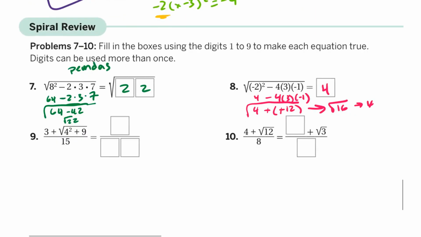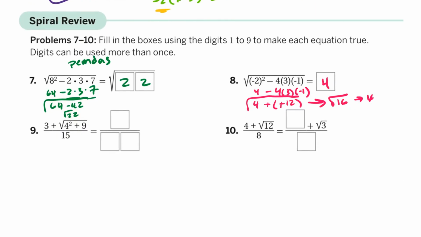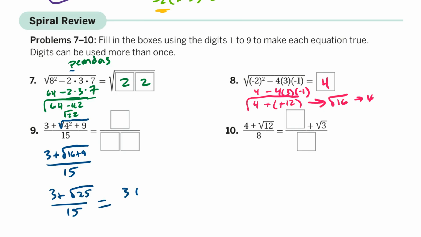For number 9, all right, so again, our parentheses here, this P for PEMDAS, is really going to be what we use for the square root here. So I'm going to deal with that first. 4 squared is 16. 16 plus 9 is 25. Square root of 25 is just 5. And then I end up getting 8 over 15, which we can put in our boxes here.